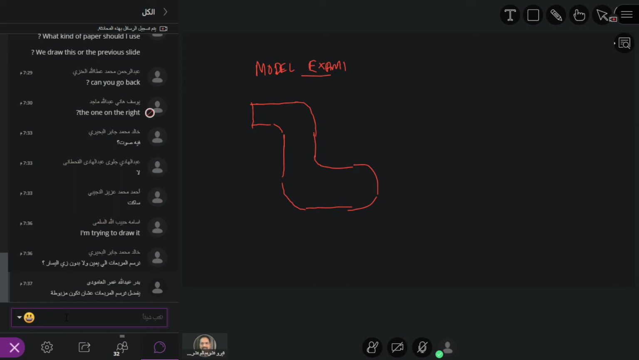You know how do you draw? This is the exercise that will be given in the next class. So how will you draw this?